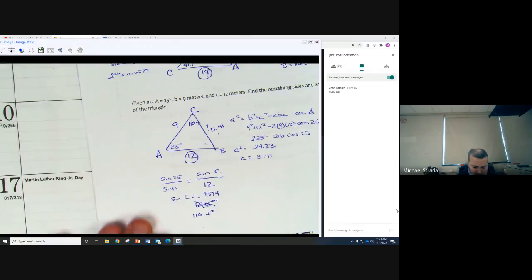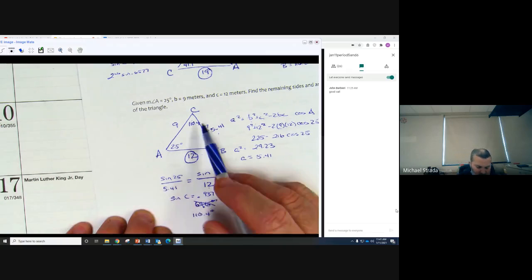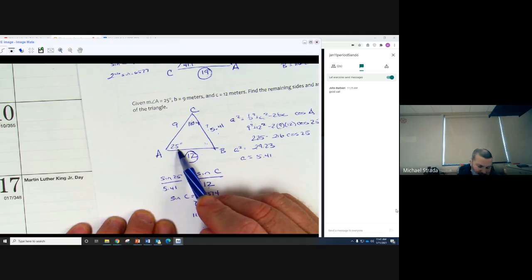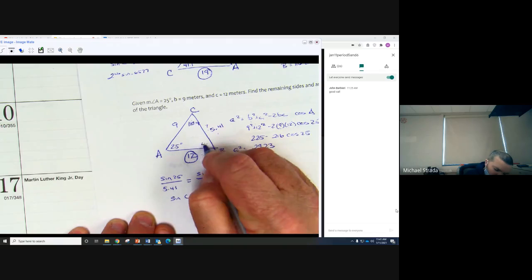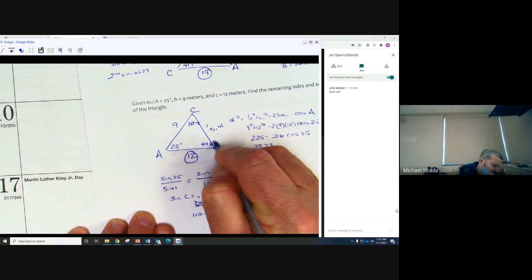And then to get the third angle, I use triangle angle sum. 110.4 and 25 is 135.4. Subtract from 180 and you get 44.6.